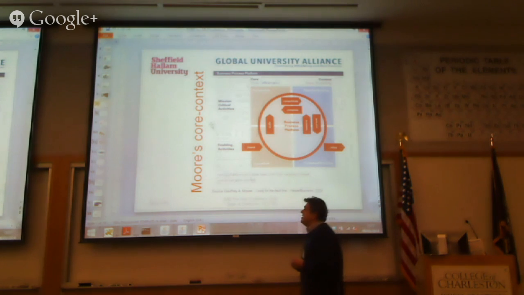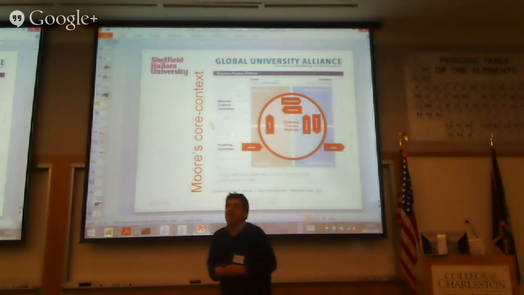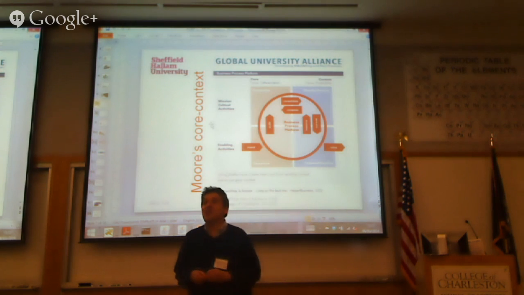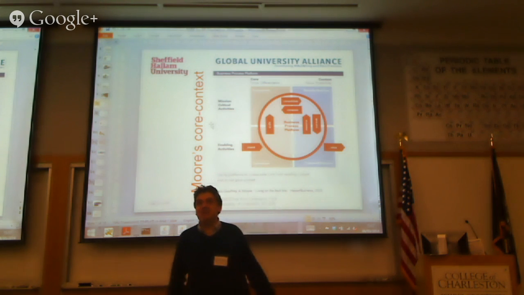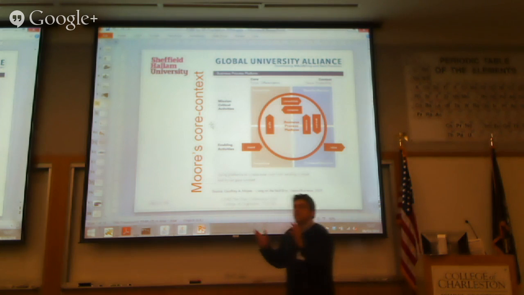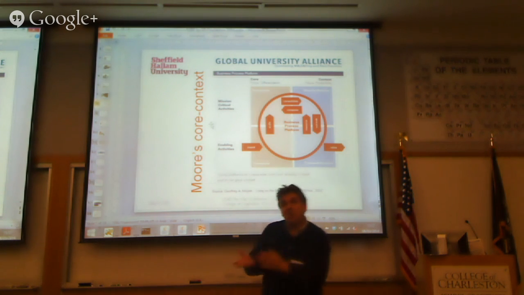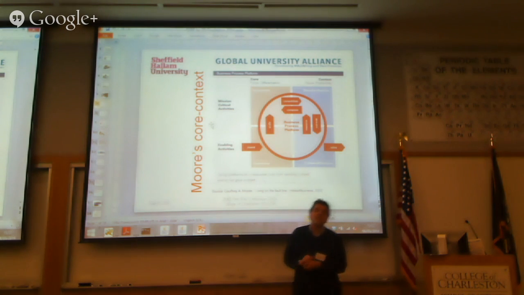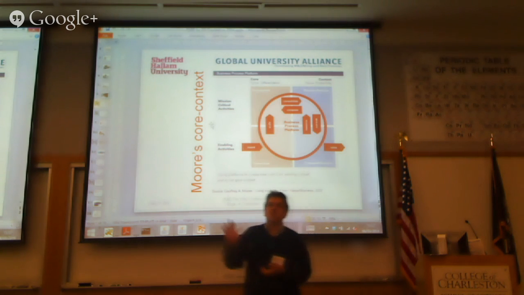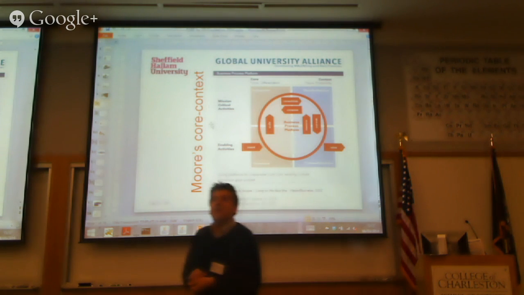Here is an example of Moore's core context. Have you come across Moore's core context at all? Yes? No? Hands if no? Hands if yes? Okay, Moore's core context: core differentiating competencies, non-core. I'll keep it simple to those two. On the left is the thing that makes our enterprise different. On the right is all the non-core stuff.